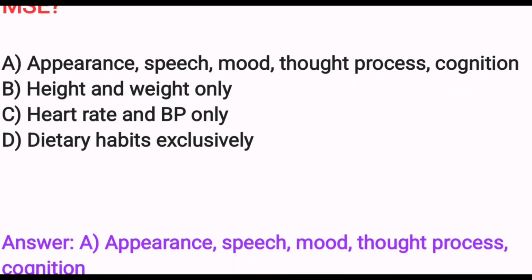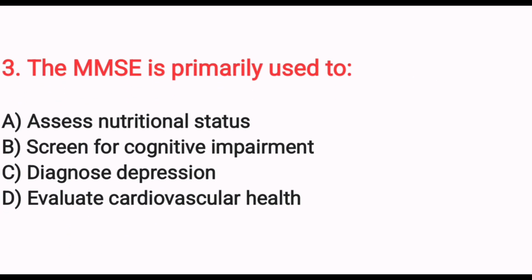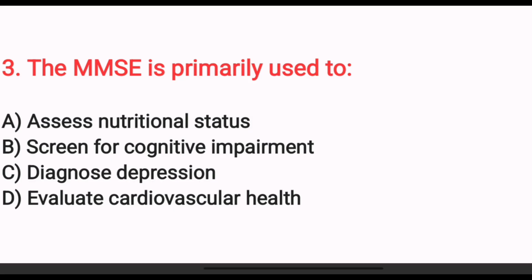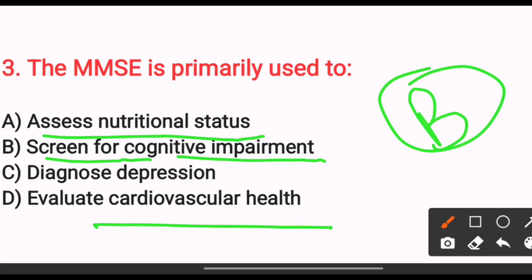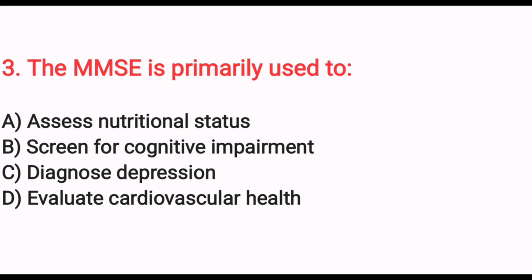Next, the MMSE, mini mental status examination, is primarily used to: option A, assess the nutritional status; option B, screen for cognitive impairment; option C, diagnose depression; option D, evaluate cardiovascular health. The answer is option B, screen for cognitive impairment. Mini mental status examination is a brief cognitive screening tool for detecting dementia, delirium or any other disorder.